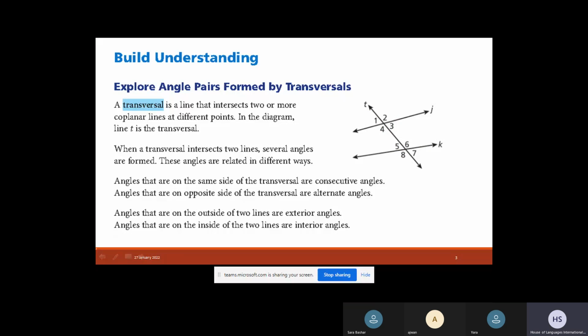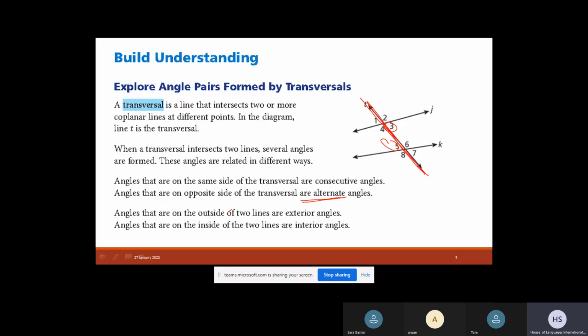Now, like 3 is on the right, but 4, 5 is on the left. Here is the side, here is the mirror. Okay, 1 up and 5 down. Oh, sorry, 3 up and 5 down. So they are on opposite sides. Got it? So they are what? Alternate angles. So if they are on opposite sides, they will be alternate. Or same side, they will be what? Consecutive.